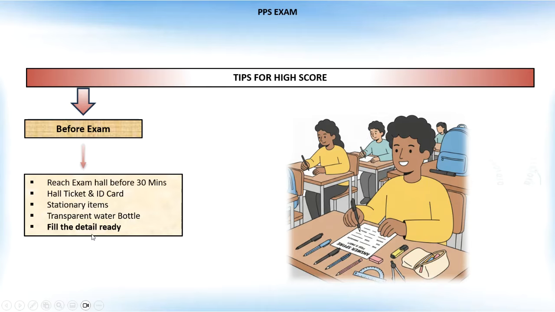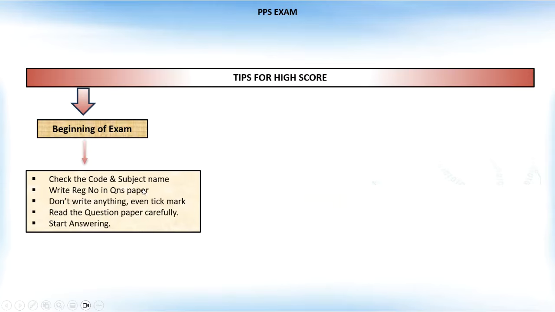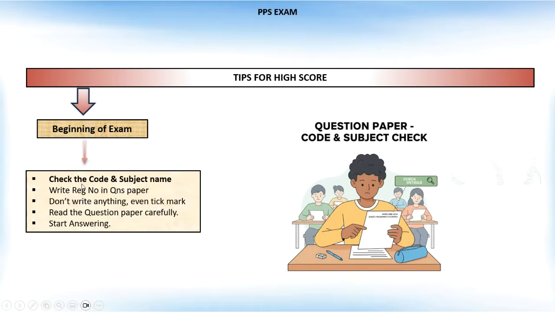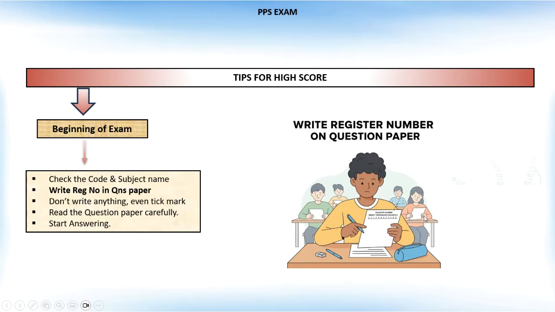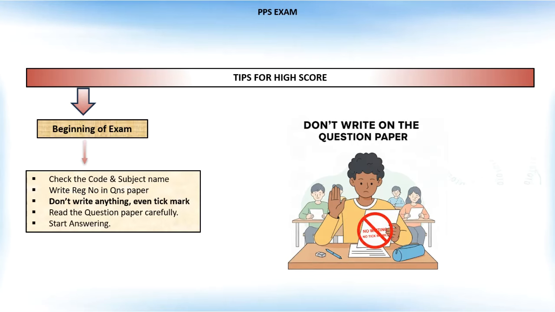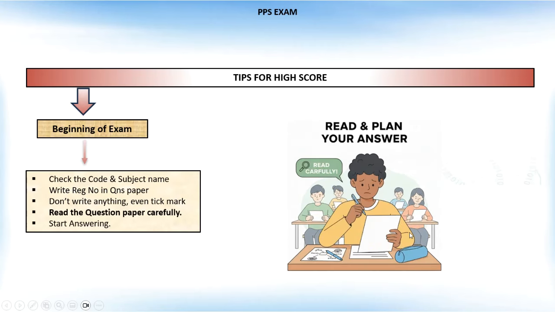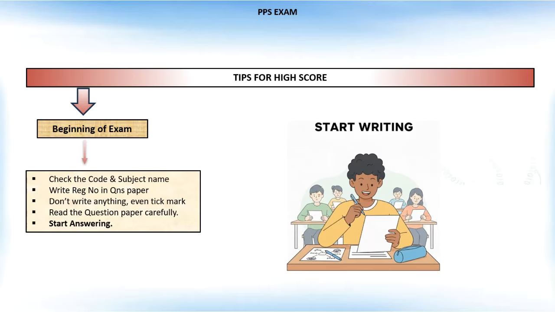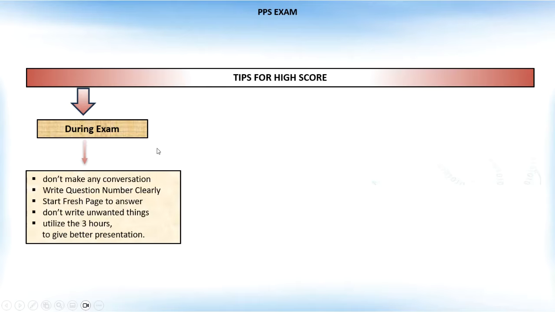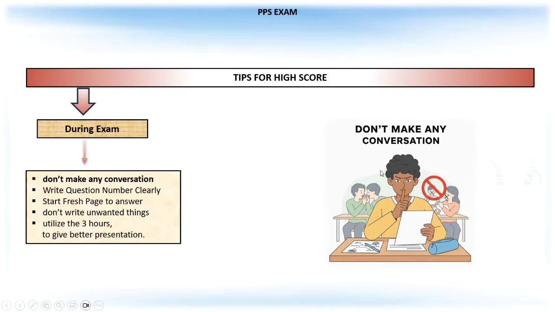Once you receive the answer script, fill in clearly the details asked in the answer script. Once the examination has started and the question paper is given, first check the subject code and subject name of the question paper. Then write your register number on the question paper. Don't write anything apart from the register number. Read the question paper carefully and then start answering. And during the exam, don't have any conversation and don't exchange your materials.